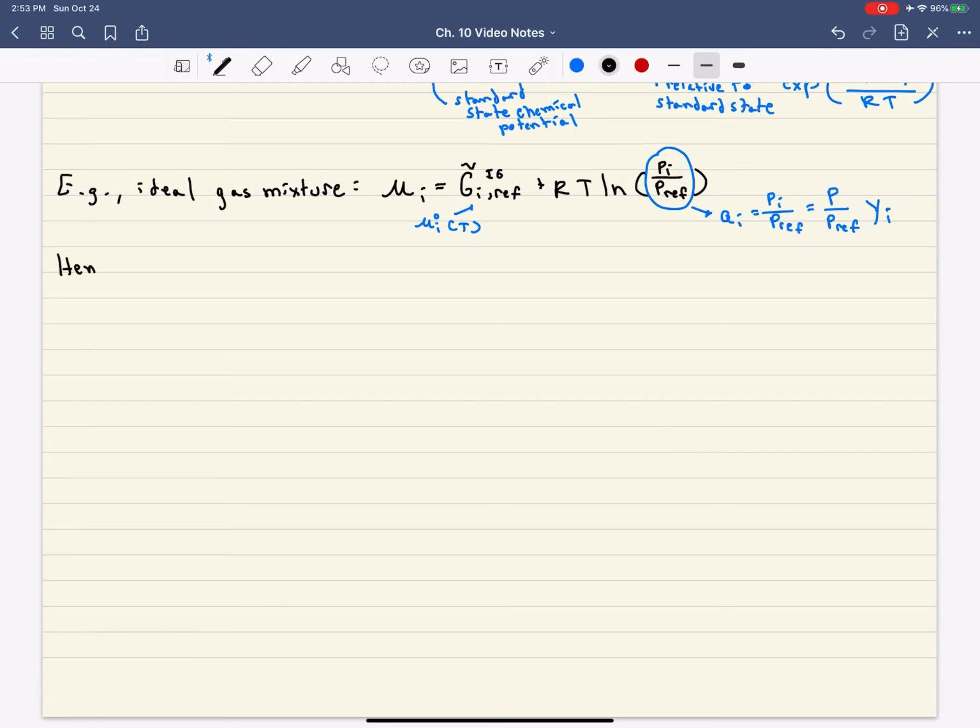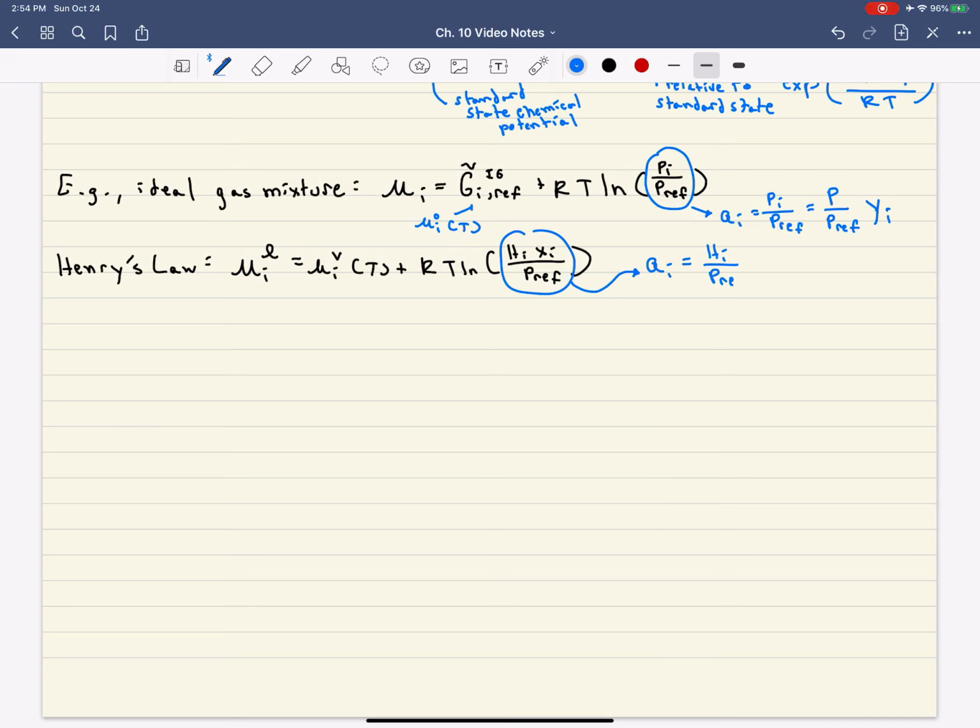But we could also look at when we talked about Henry's law. For Henry's law, we had the chemical potential of the liquid was equal to the chemical potential in the vapor phase plus RT ln of H_i x_i over Pref. And so here our activity would be equal to H_i over Pref times x_i, the mole fraction of the gas in the liquid.